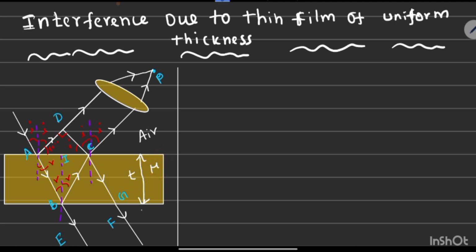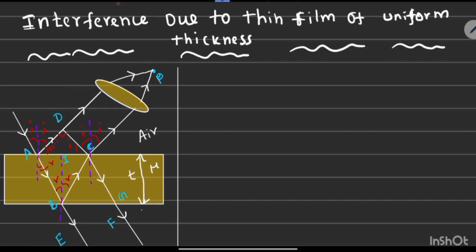A ray is falling on the top surface of the thin film and gets reflected from the top surface, and there will be a refraction through the thin film medium. Again at this point there will be a reflection to the medium itself and refraction to the air medium. Again at this point there will be a refraction and reflection. So multiple reflections and refractions will happen.